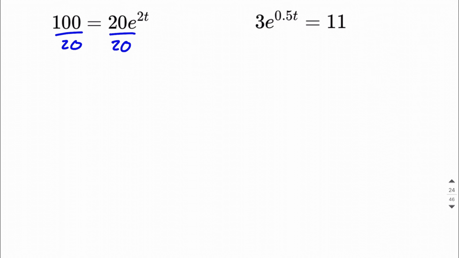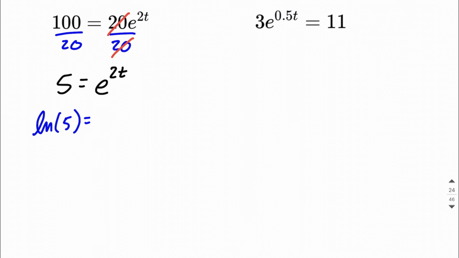100 divided by 20 is going to give us 5 on the left-hand side. On the right-hand side, the 20 over 20 cancels itself out, and we get e to the 2t power. Now, we're not going to be able to rewrite both sides with the same base, so because our base is e, let's apply a natural log to both sides. So we're going to do the natural log of 5 on the left-hand side, and the natural log of e to the 2t power on the right-hand side.